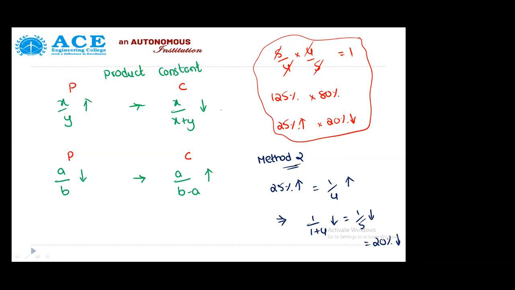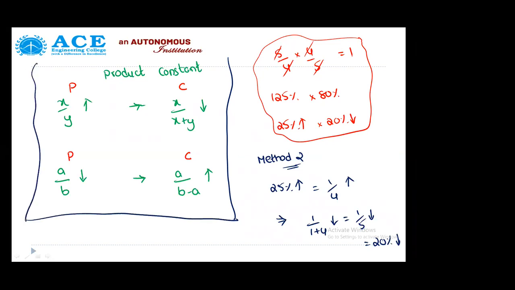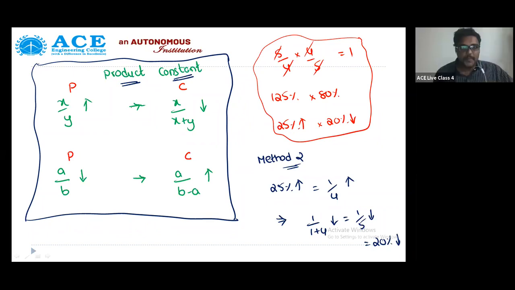1 by 1 plus 4. When it is X by Y increase, to get the product constant, you require X by X plus Y decrease. If it is already decreasing, we should increase A by B minus A. This shortcut you can apply if you want, or else you can go with the basic method. Already method 1 is given. What is going on internally? If people clearly understand method 1, or else you can use method 2. It's your choice, guys. But for method 2, the product must be constant. Got it?